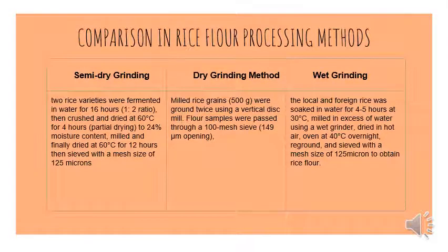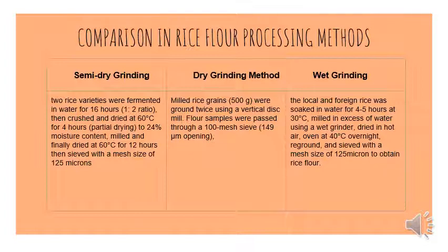Now let's take a look at the comparison of rice flour processing methods. As I mentioned just now, there are three different methods: semi-dry grinding, dry grinding, and wet grinding. For semi-dry, the two rice varieties are fermented in water for 16 hours, which is soaking, then crushed and dried at 60 degrees Celsius for 4 hours, which is partial drying, to reach a moisture content of 24%. Then it is finally dried at 60 degrees Celsius for 12 hours and sieved with a mesh size of 125 microns.